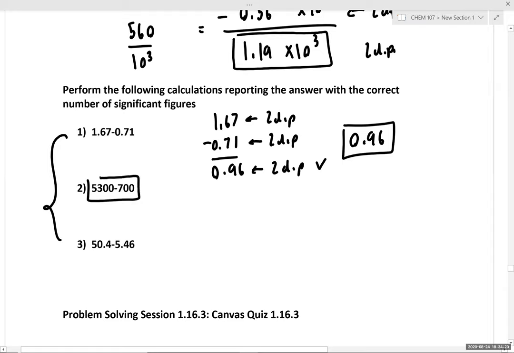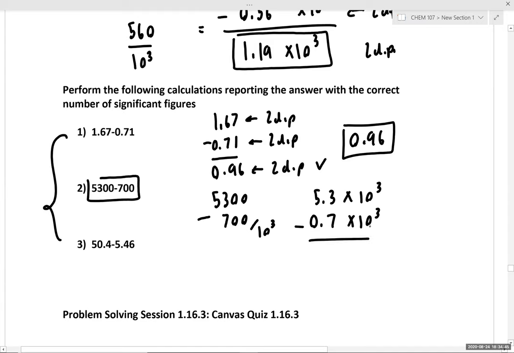So for 5,300 minus 700, I'm going to use the scientific notation method, and I can write this as 5.3 times 10 to the third. And I'm going to take 700 and divide it by 10 to the third to give me 0.7 times 10 to the third. Now that both of my numbers have the same power of 10, they can be subtracted. So for the first example, you don't need to round up because this number already has two decimal places as required in our final answer for this subtraction operation. Did that answer your question?